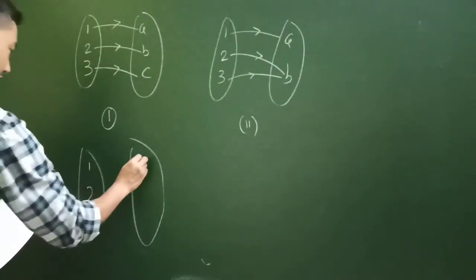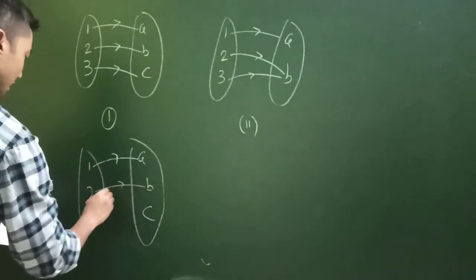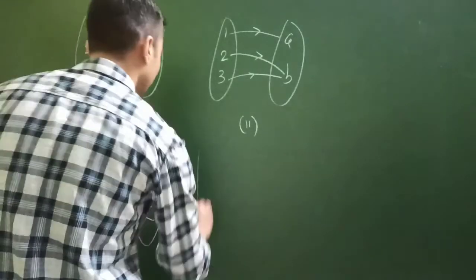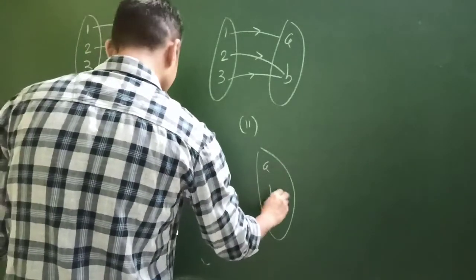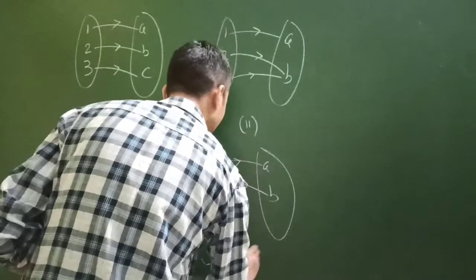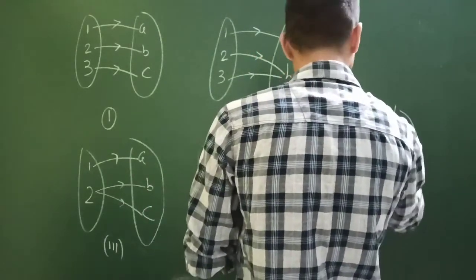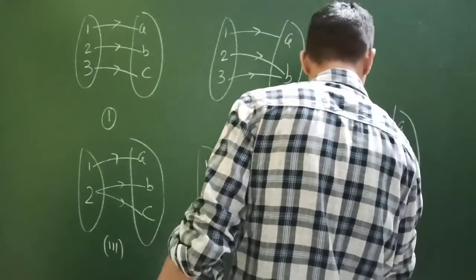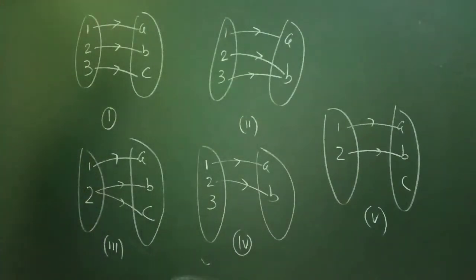If you can answer all these questions correctly, then I'm very sure you have understood the whole concept of functions. Then again another diagram: 1, 2, 3, A, B. Fine. This will be the fourth figure, and maybe one more, from this range of 1, 2, A, B, C. So okay, here are 5 figures.